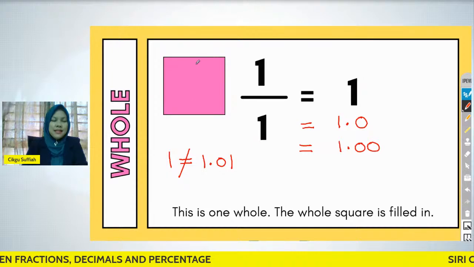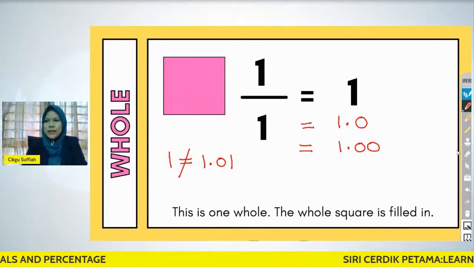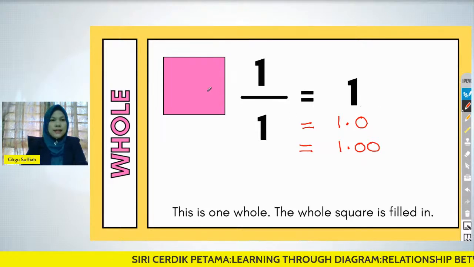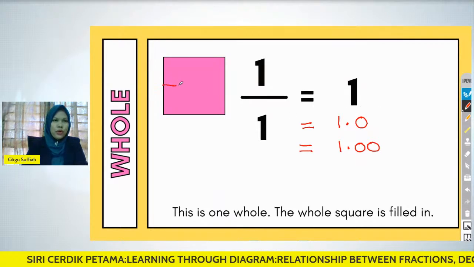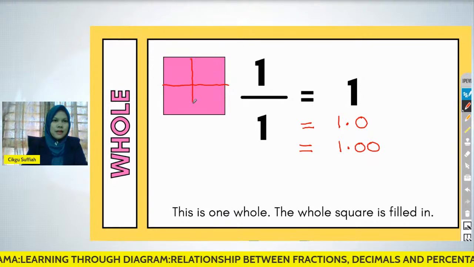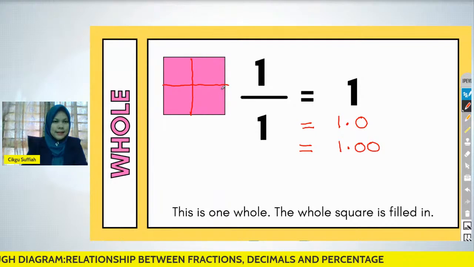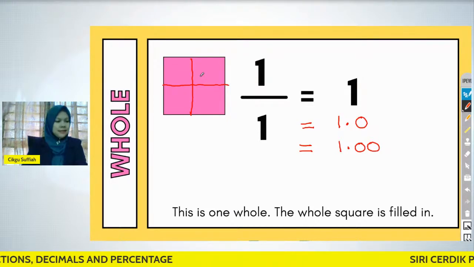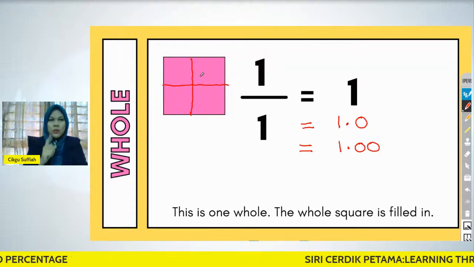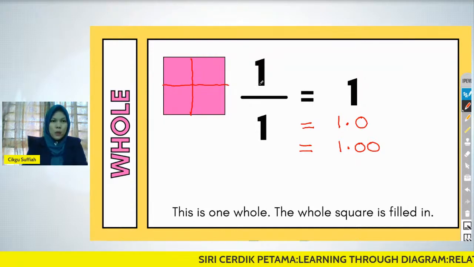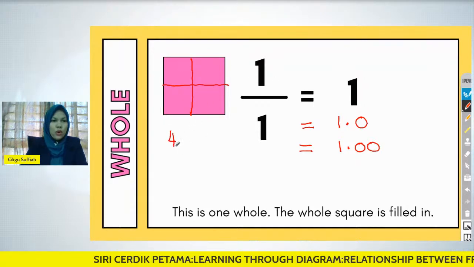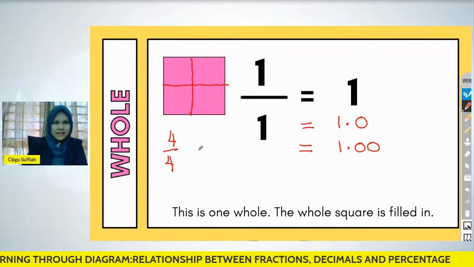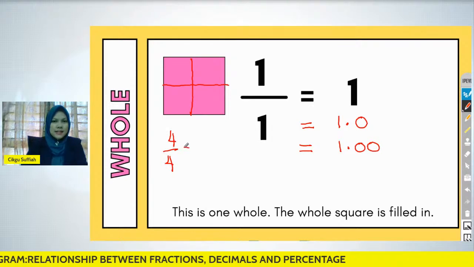Even if I cut this square, I just erase this one so that you won't get confused. Let's say I cut this square into 4 equal parts. As you can see, we colored all of them, so we colored 4 out of 4. It's still equal to 1, which is 1 over 1, but when we color all, it will be 4 over 4. You learned this in year 3, right? 4 over 4 still equals 1.